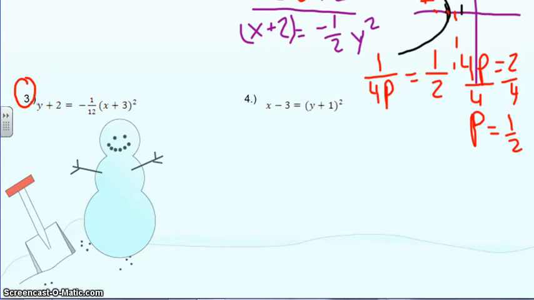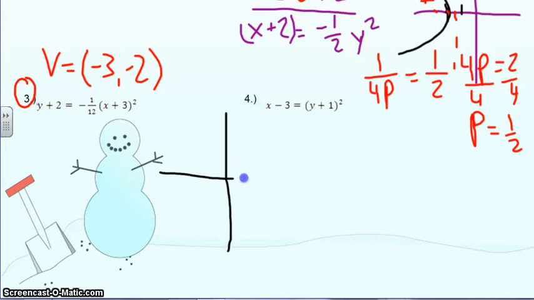Check out the form. I have the number with the y and I have a number with the x. So that's going to be the vertex. So it's going to be negative 3, negative 2. Remember, the x number comes first. Okay, so I'm going to draw a little sketch. And obviously I don't want to hurt the snowman, so I just went around the snowman. Okay, -3, -2. Now, this is an x squared, and it's a negative x squared, so negative x squared goes down. So that's going to be my sketch.